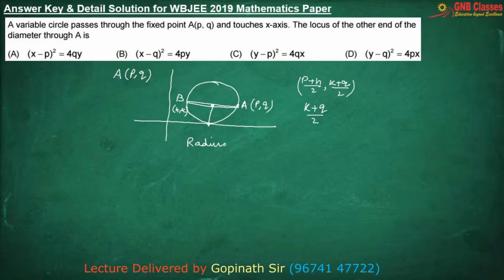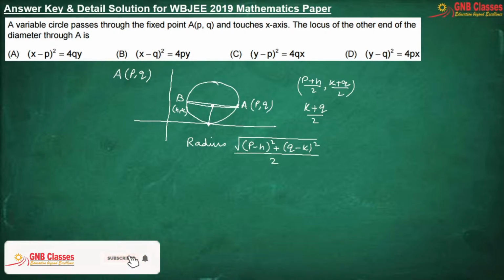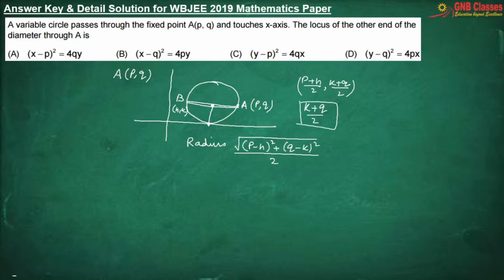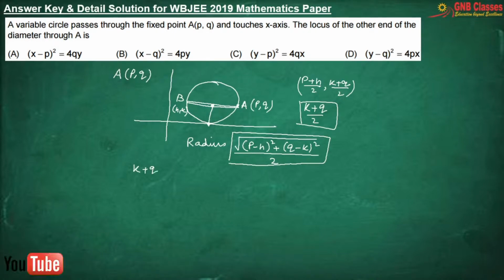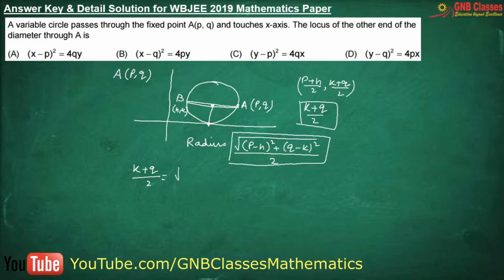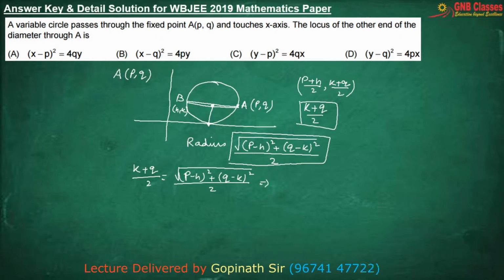Now, the radius of the circle is under root P minus H whole square plus Q minus K whole square divided by 2. Okay. Now, these two will be equal. This one and this one, they represent the radius of the same circle. Therefore, K plus Q by 2 equals to under root. Is it okay? So that implies, squaring both sides, we get.